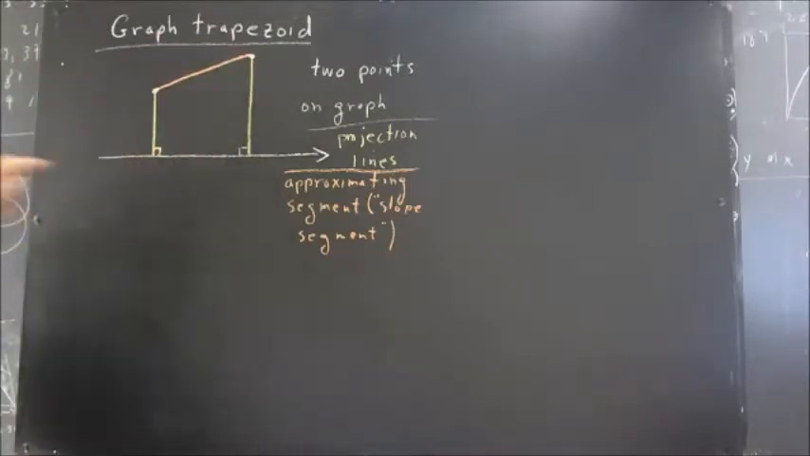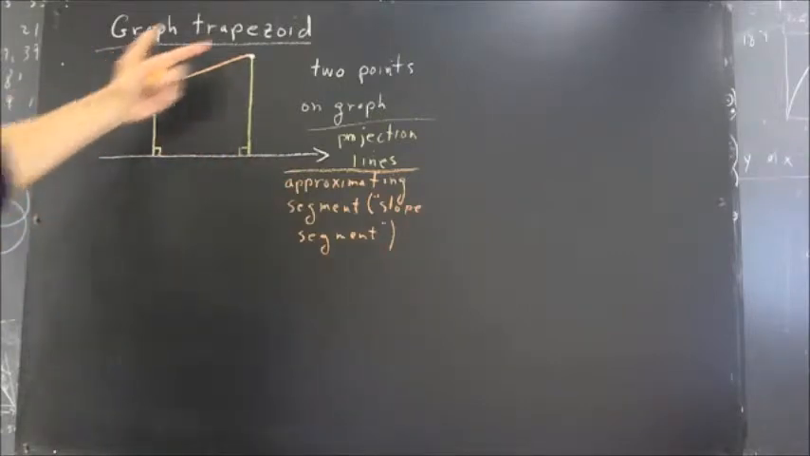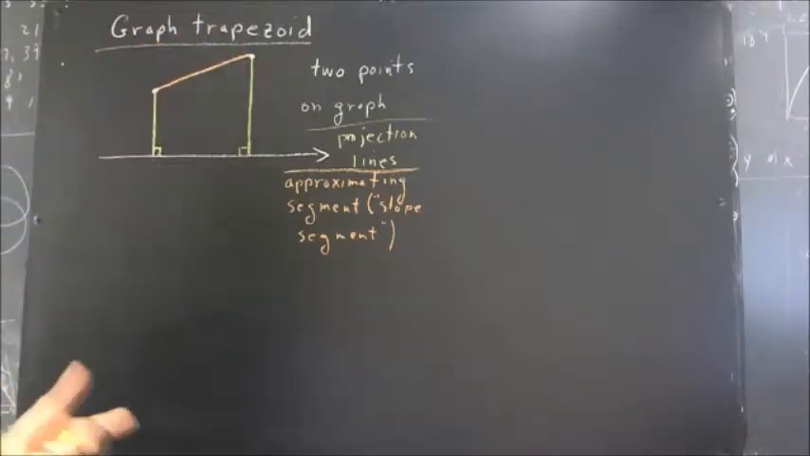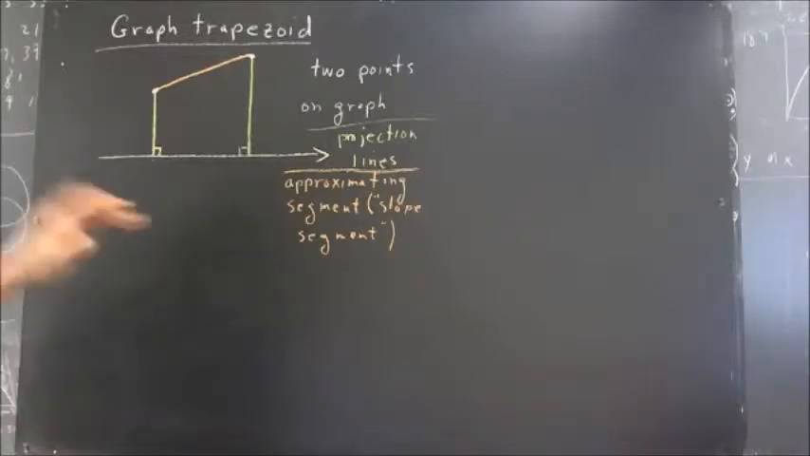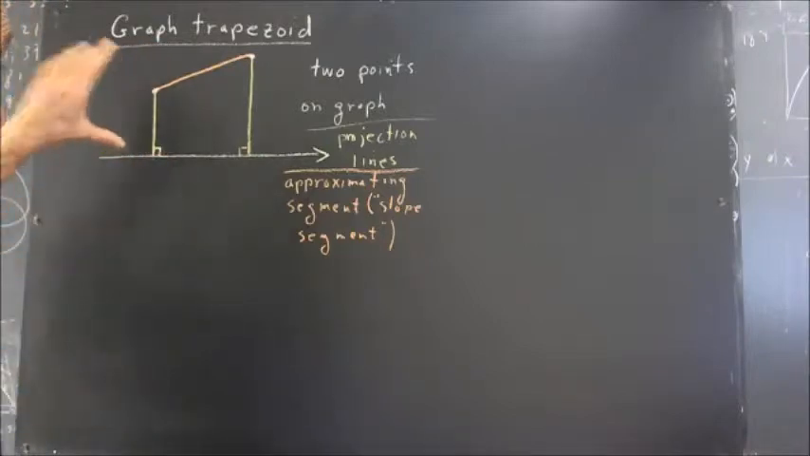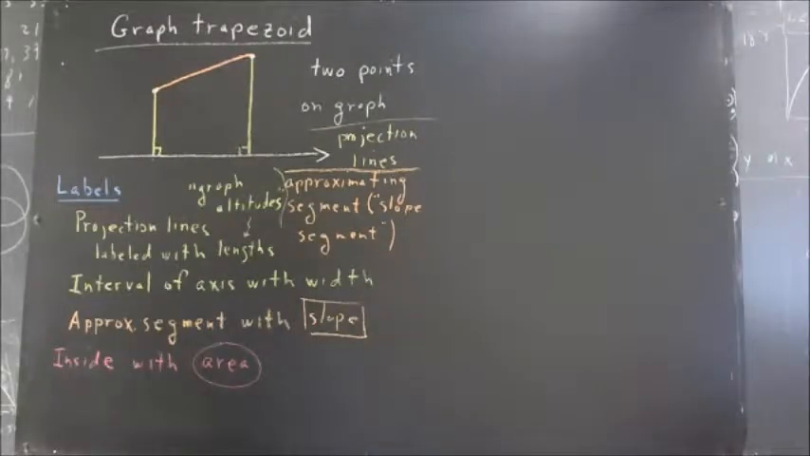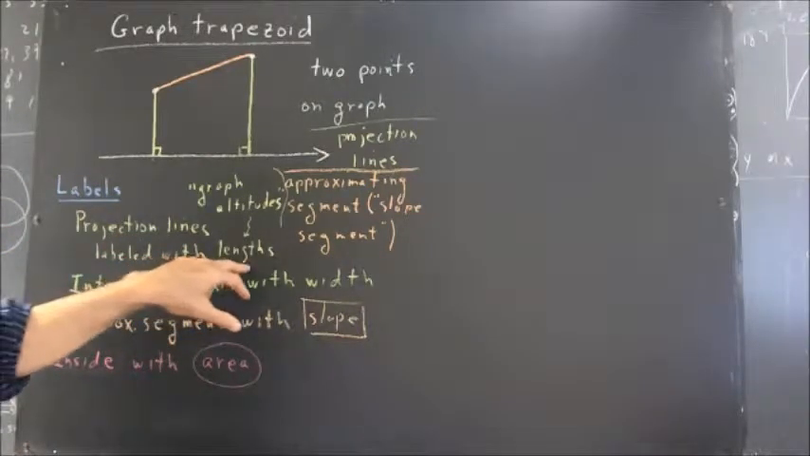And now we see that with the horizontal axis and the projection lines and the slope segment, we have a trapezoid. Trapezoid being characterized by the fact that we have exactly 2 parallel sides. It's a quadrilateral with exactly 2 parallel sides. We label this trapezoid. First thing we label will generally be the projection lines, which are labeled with their lengths.